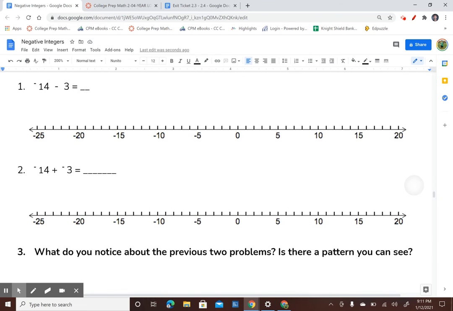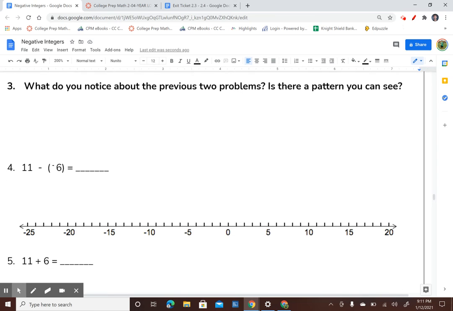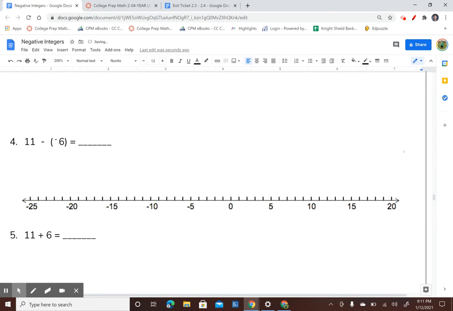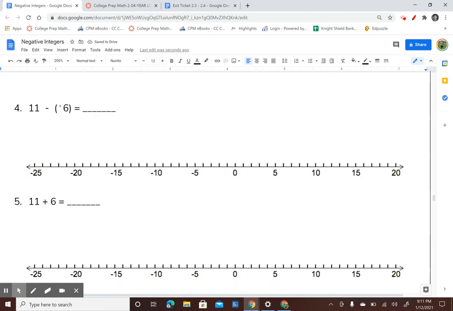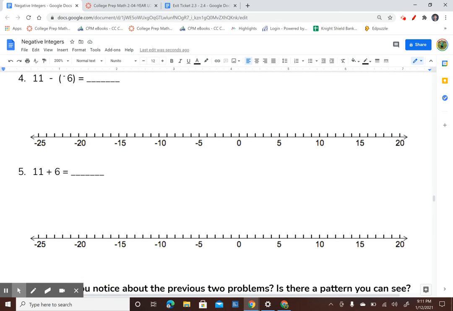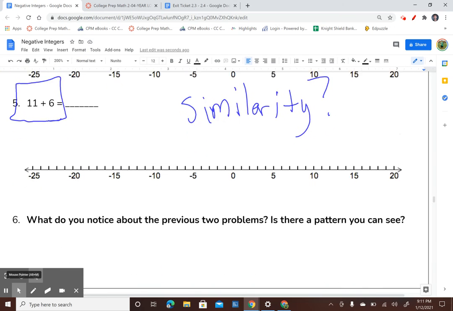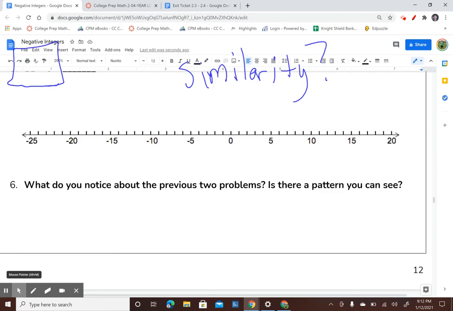It says, what do you notice about the previous two problems? Is there a pattern that you can see? Same thing for problems 4 and 5, 6 and 7, 8 and 9. All right, so you're going to complete these problems here that we see and look for a similarity between 11 minus negative 6 and 11 plus 6. Is there a similarity between the two problems? All right, and you're going to record your answers right down below where it says, what do you notice about the previous two problems?